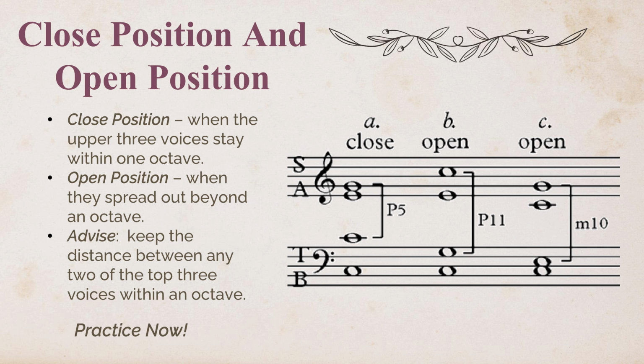If the top 3 voices are all within 1 octave, that's called close position. If they span more than an octave, it's open position. General advice? Whether you're using open or close position, keep the distance between any 2 of the top 3 voices within an octave. That gives you a nice balanced sound. The bass can do whatever it wants. It's got more freedom. Sound-wise, close position feels sharper and more compact, while open position is rounder and more mellow. Let's listen to a few examples.